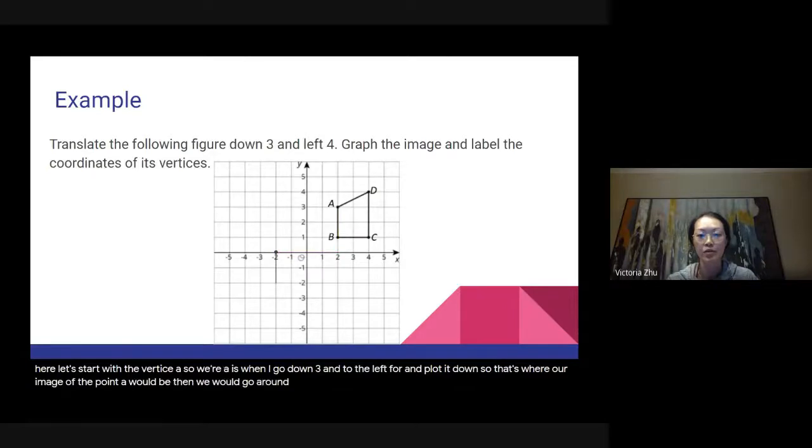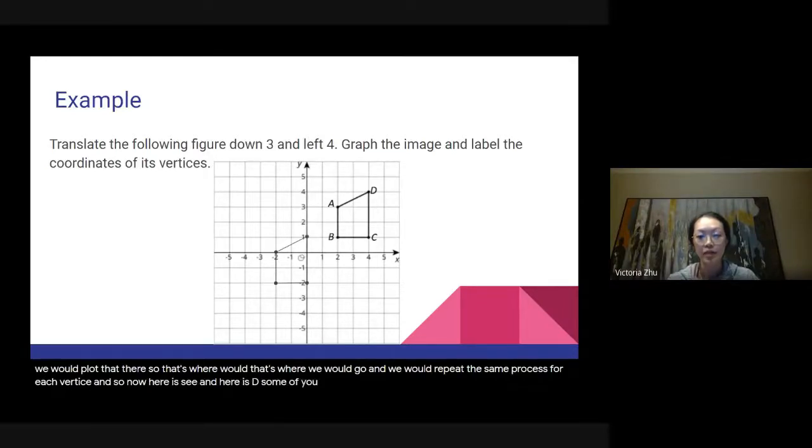Then we would go around to, say, B. Again, we trace that down 3, left 4, and we would plot it there. So that's where B would go. And we would repeat the same process for each vertex. And so now here is C, and here is D.